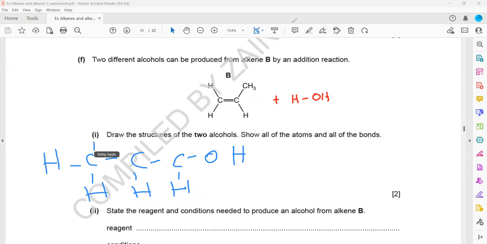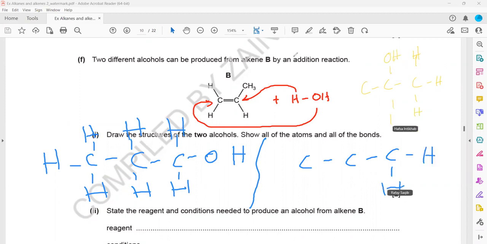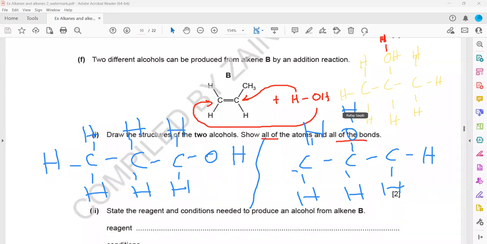Or the second possibility: the OH might be attached to the first carbon and H to the second carbon. So we have to draw two different structures, just changing the position of the OH, first on the first carbon and then on the second. They mention show all the atoms and all the bonds, so even for OH you should show the O-H bond. So this is one with the OH on the second position, and you can also draw the OH on the first position, as you want to draw two of them.